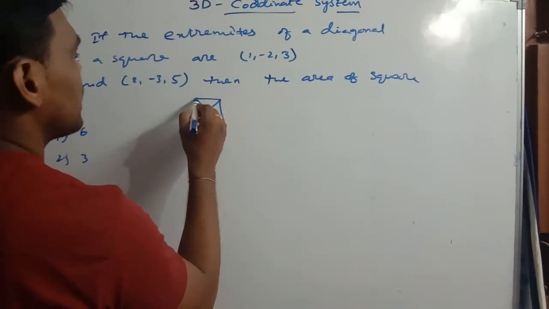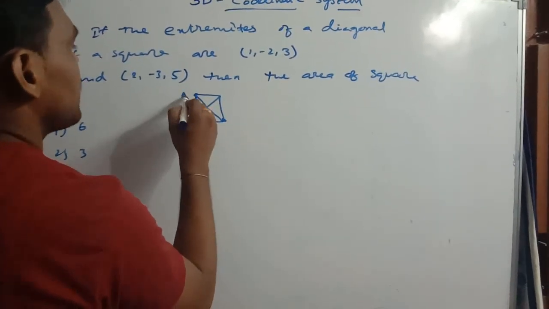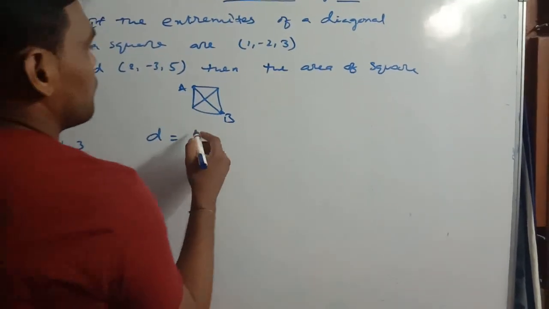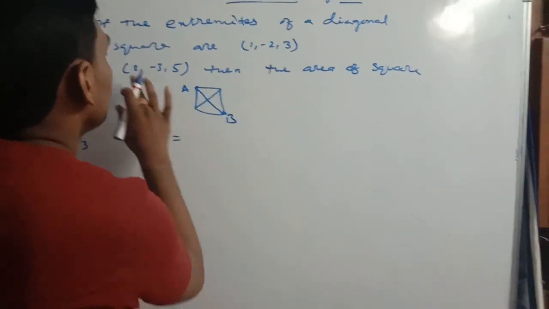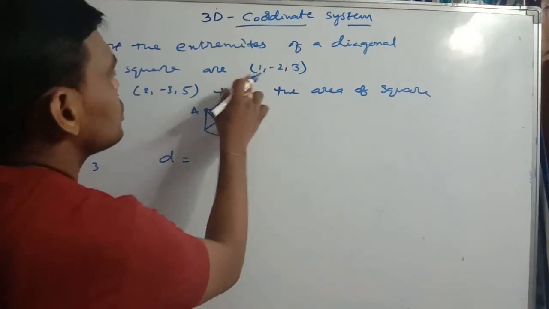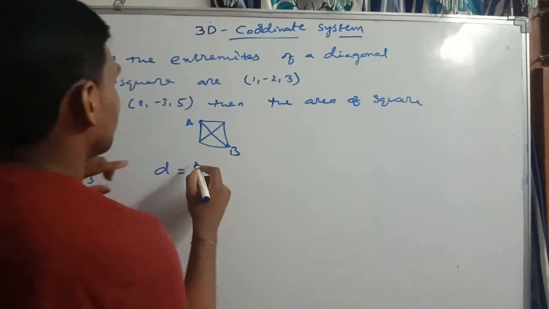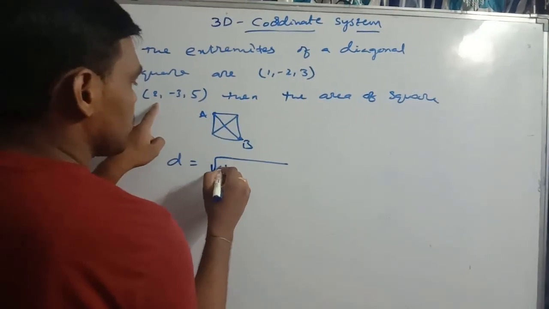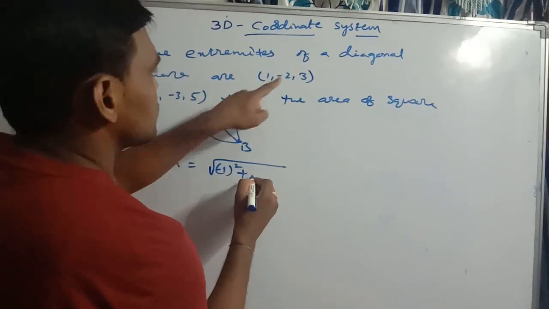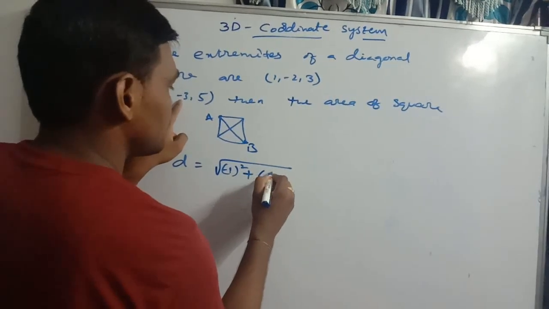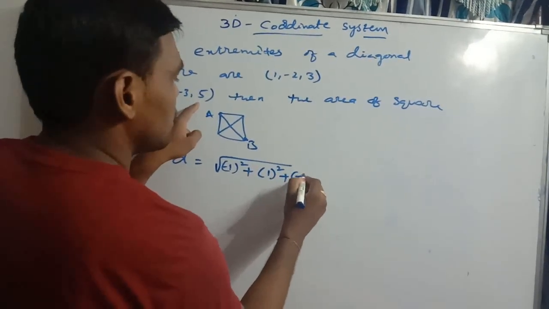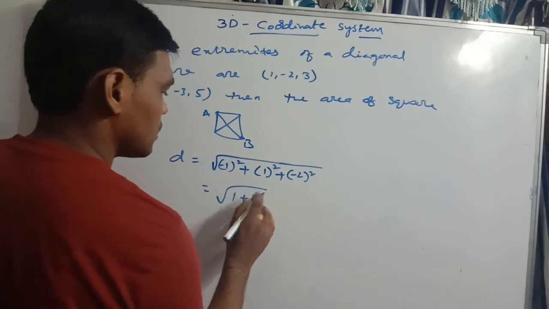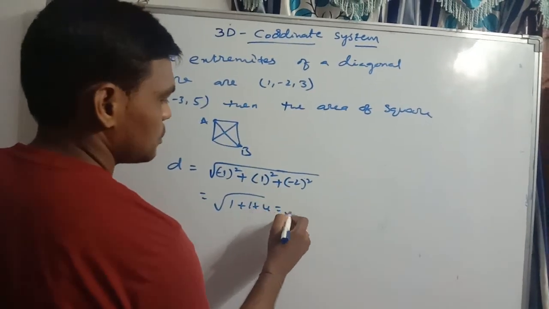Now the extremities of this diagonal are A and B. Now d is equal to the diagonal, the distance between the two points A and B. Now here root of (1 minus 2) whole square, that is minus 1 whole square, plus (minus 2 plus 3), that means minus 1 whole square, plus (minus 2) whole square. Now here 1 plus 4, and this is root 6.